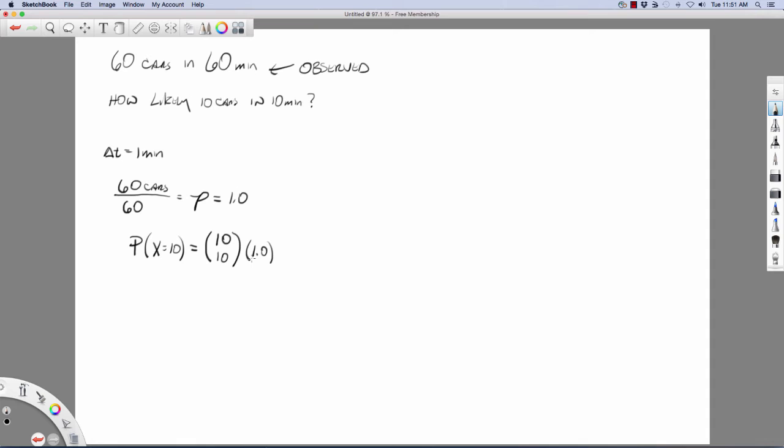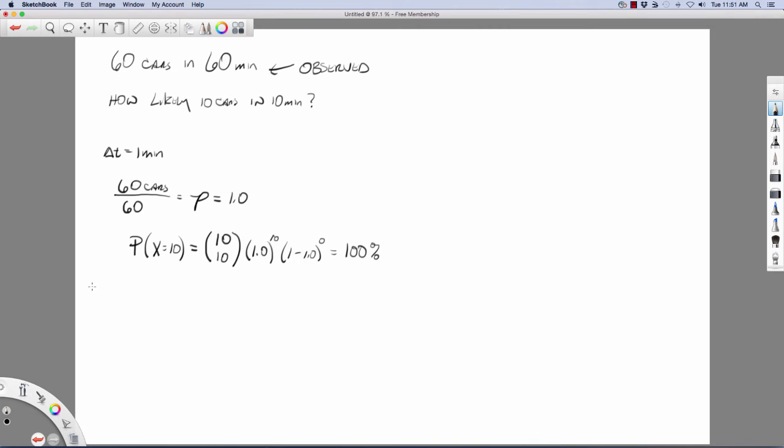But let's go through the exercise anyways. So p is equal to 1, and we raise this to x, 10, and then we've got 1 minus p, which is 1 minus 1, raised to 10 minus 10, in this case n minus x, so it's 0, and this is equal to 100%.